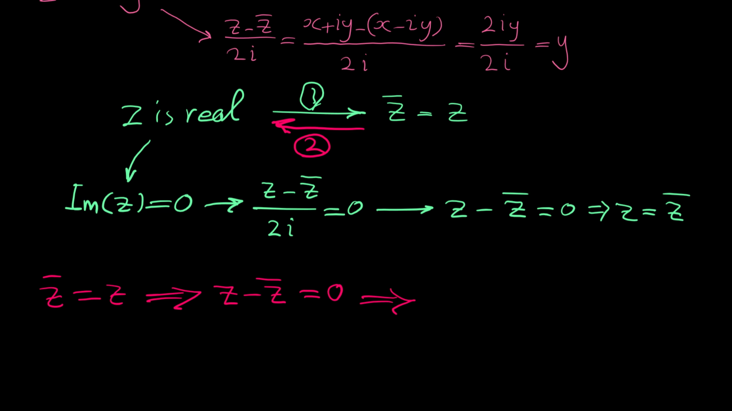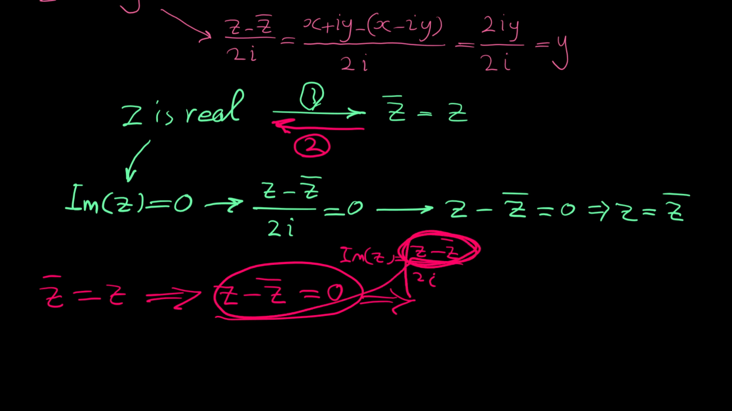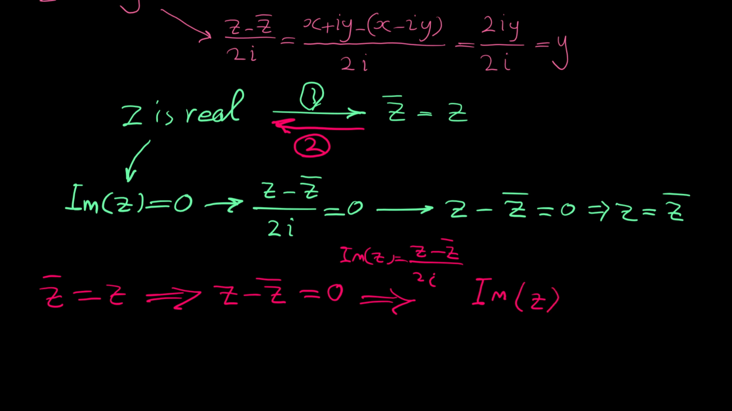remember the identity we had. Imaginary part of z is always equal to z minus conjugate of z over 2i. When this is 0, this means that the numerator is 0. And when the numerator is 0, all of this is 0. So, based on the identity that we have already proved, immediately we conclude that the imaginary part of z is equal to 0. And when the imaginary part of a complex number like z is 0, what does it mean?